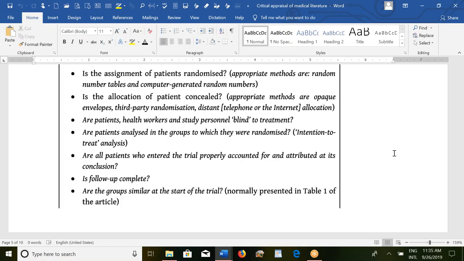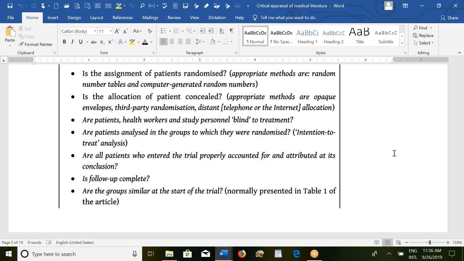Then, are patients analyzed in the groups to which they were randomized? If the patient was in the control group, with no intervention, they will be assessed in one way, and those who are getting treatment will all be assessed in another. So this is intention to treat analysis. Then, are all patients who entered the trial properly accounted for? We know who is where, who has been included, and who has reached the conclusion, the end stage. Then, is follow-up complete? Because some people, if they have any problem, will drop out of the study, so you have to see how many left the study before it was completed.